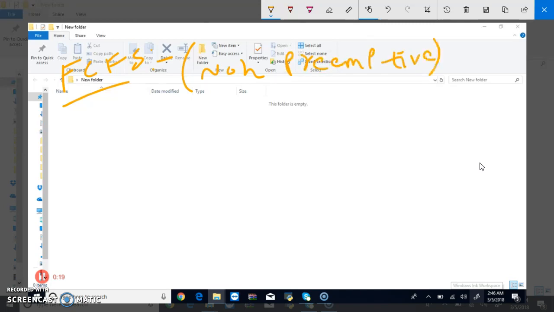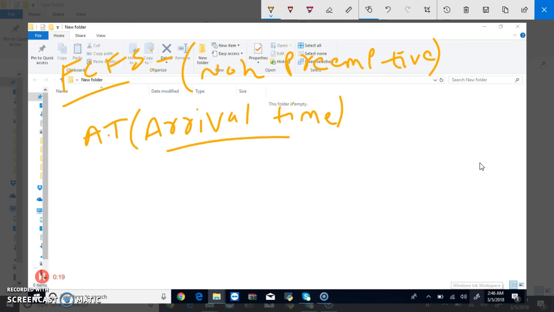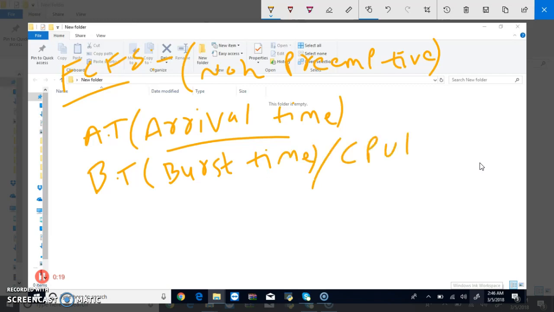First you need to know some basics, like what is meant by AT. I am using most of the shortcuts. Arrival time means the time at which a particular process came for execution, in simple words. Next, what is meant by BT? Burst time. Burst time means how many milliseconds of CPU time you are requesting. CT means completion time.